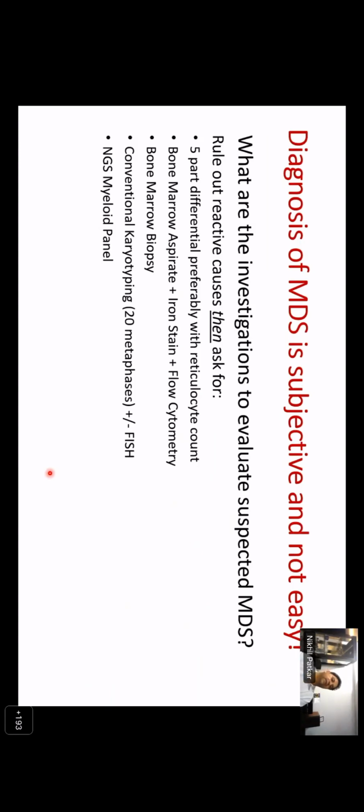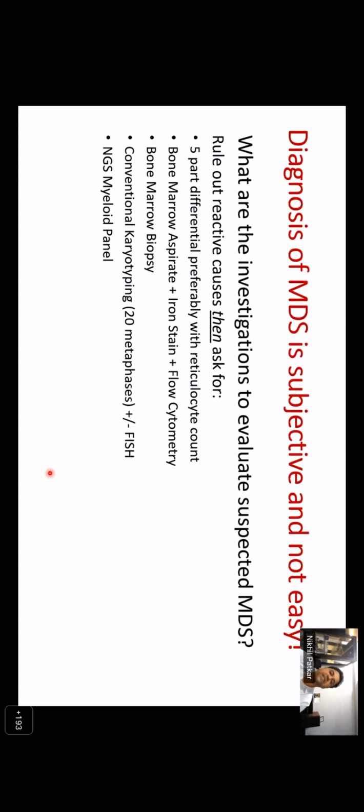So unfortunately, the diagnosis of MDS is subjective, and it is not easy. When I say subjective, it does require a bit of experience to call something as MDS, but thankfully you can ask for several investigations to help you reach that diagnosis. But it is important to note that evaluation of morphology is of critical importance, because if the morphology is not seen properly, then you are going to miss the diagnosis of MDS.